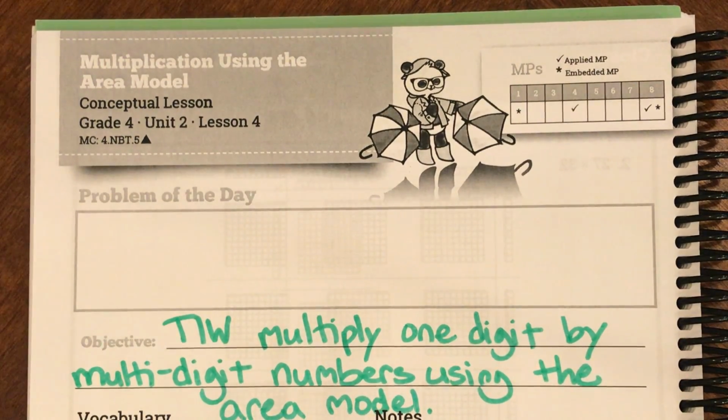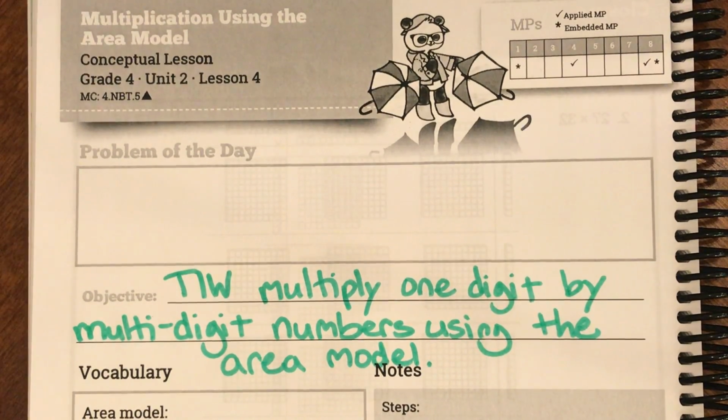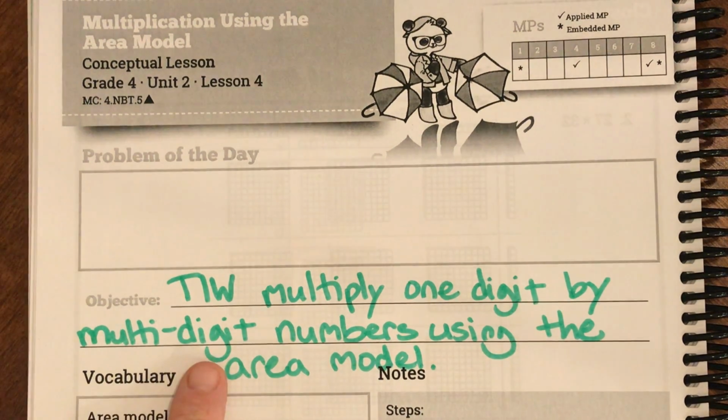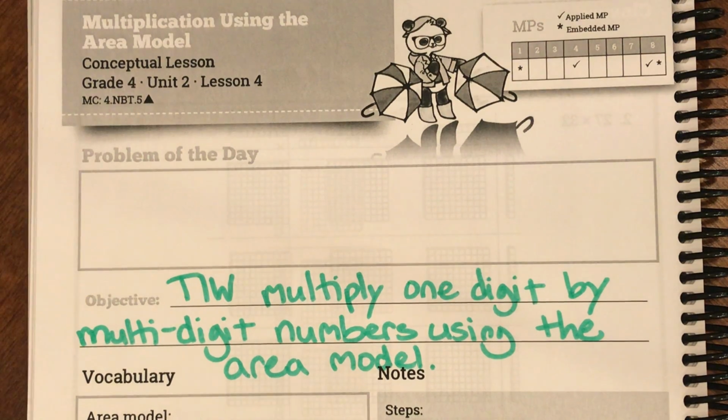Okay, so let's look at this. Today I will multiply one digit by multi-digit numbers using the area model. So one digit is just a number like 1, 2, 3, 4, 5, 6, 7, 8, or 9. There's only one digit in it. A multi-digit number means a number such as 12, because 12 has a 1 and a 2 in it, so that's called multi-digit. Or 550 has a 5, a 5, and a 0, so it has 3 digits in it.